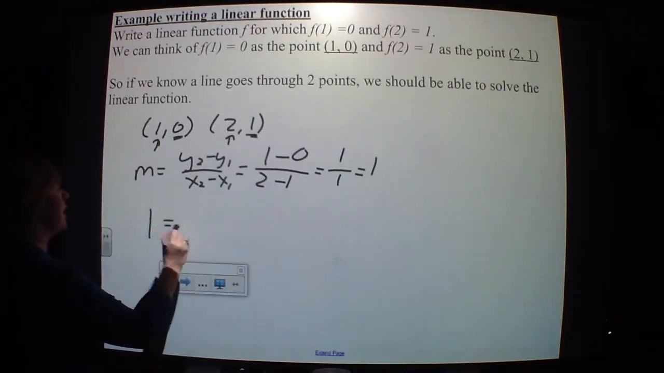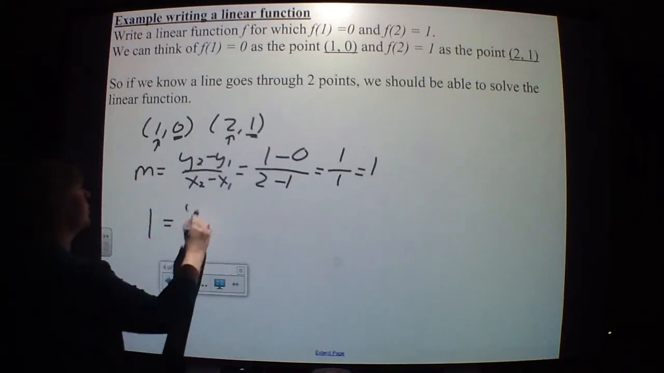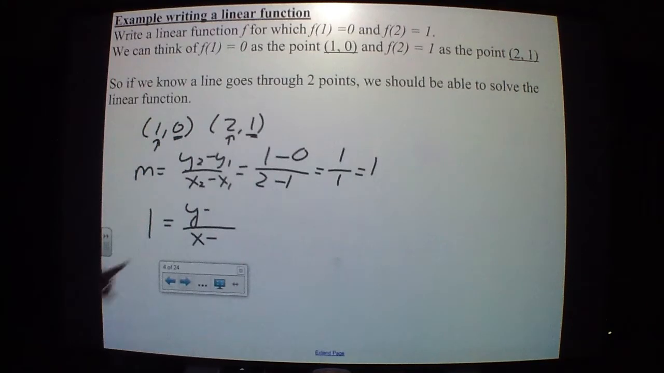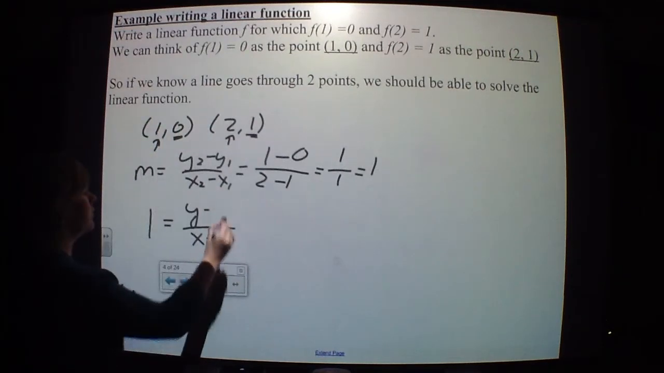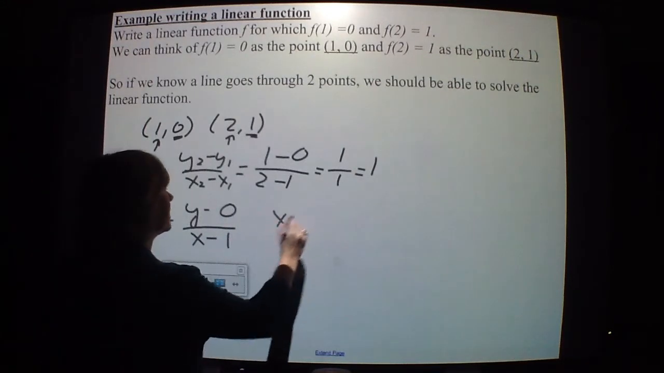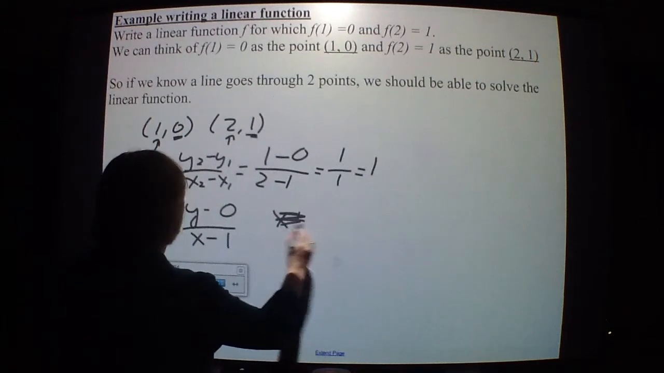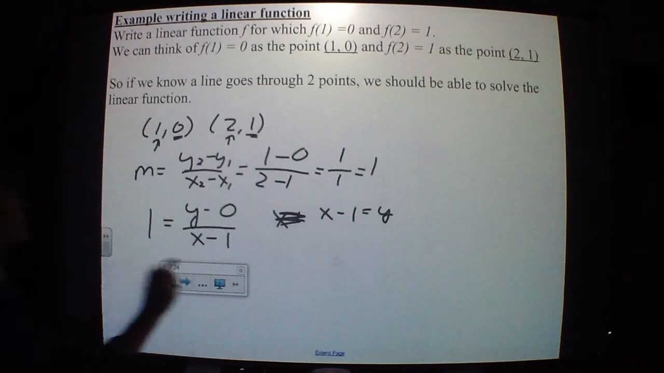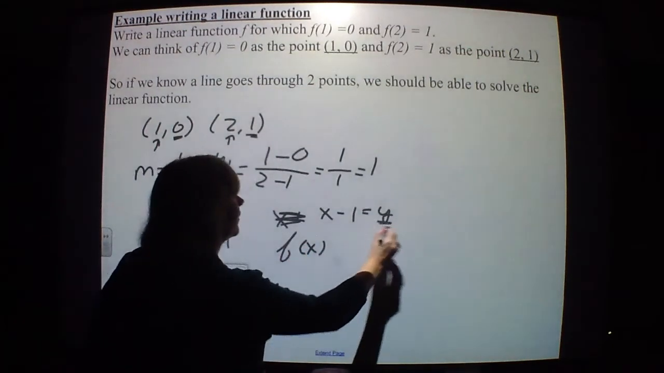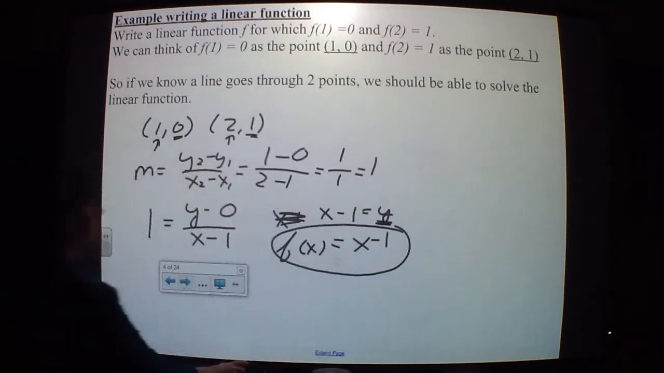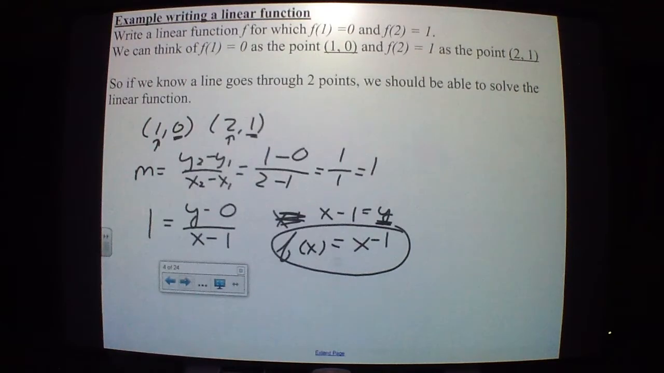Then I'm going to use m equals y minus y1 over x minus x1. I'll pick either point, it doesn't matter which one, and plug in my y and my x. I'm going to pick the first one, but you can pick either one. 1 is x, 0 is y. Cross multiply, and you get x minus 1 is equal to y. We're talking about functions, so let's write it as a function. Instead of y, I'm going to call that f of x. So f of x is equal to x minus 1. So that's a linear function.